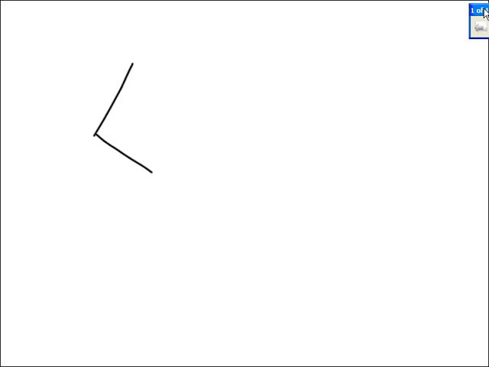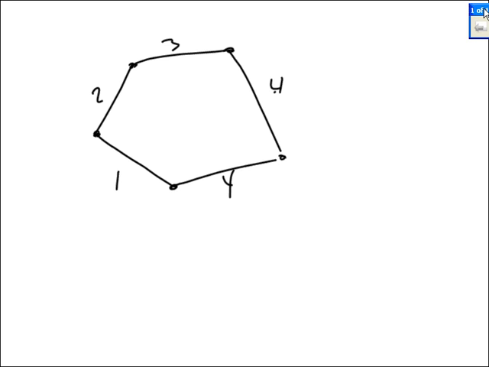If you have a polygon, which is just a multi-sided figure, it has one side, a second, a third, four sides: 1, 2, 3, 4, and 5. How many degrees will the interior angles add up to? That is, this angle plus that angle plus that angle plus this angle plus that angle.